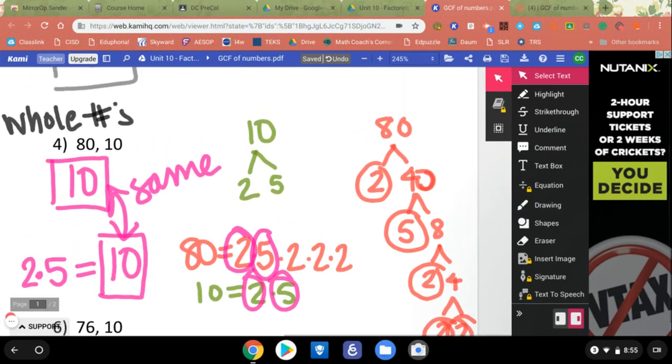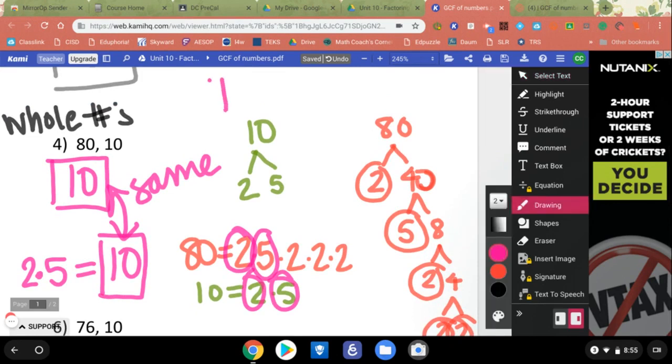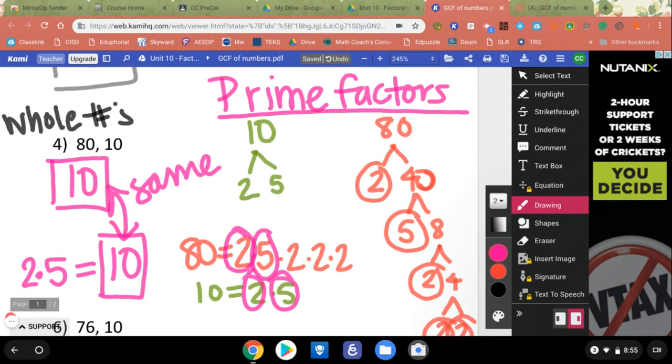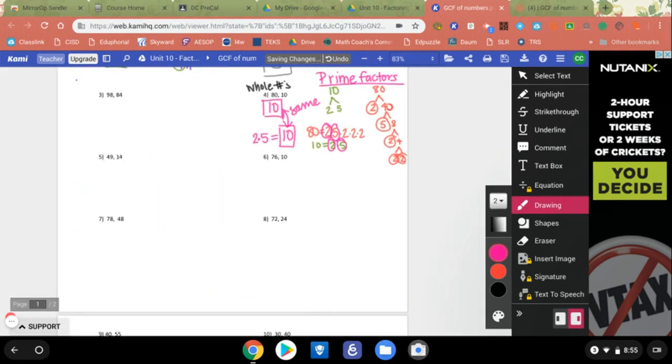And I think prime factorization is a little bit more difficult. But some of you are going to be like, oh, that makes complete sense to me. Great. Okay, if it makes sense to you, then do that. If it doesn't, then go back to the other way because the other way works every time too. Okay? All right.